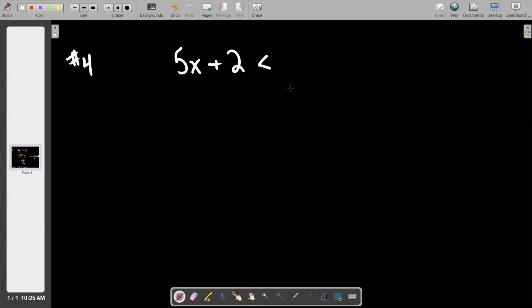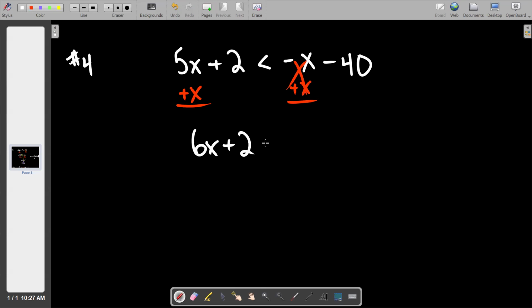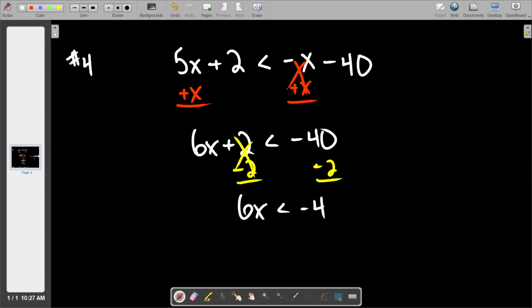5x plus 2 is less than -x minus 40. Yeah, this one, absolutely no bumps in the road at all. You should have added x to both sides first, and that's going to result in 6x plus 2 is less than -40. The next step is to subtract 2 from both sides. Just a smooth ride here. We get 6x is less than -42.